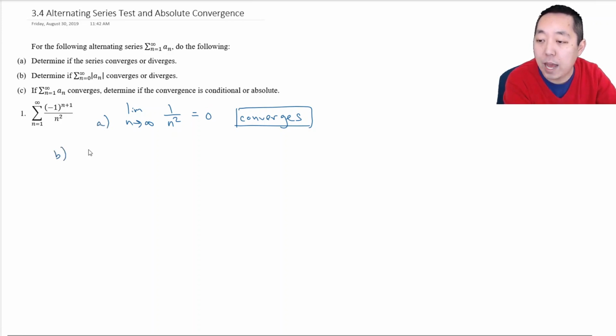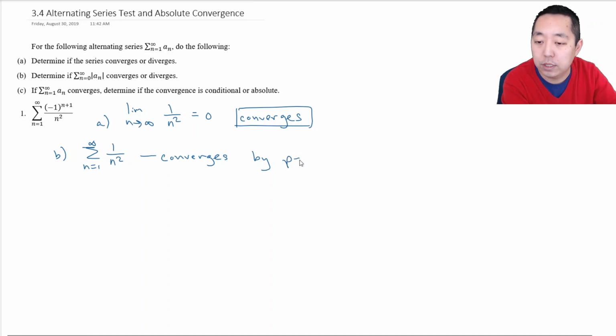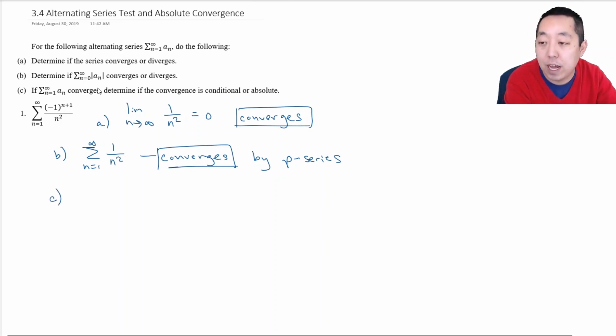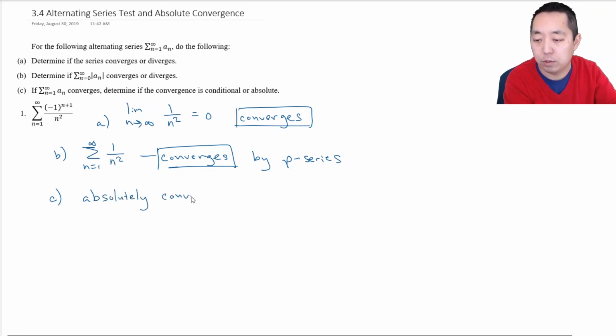B, determine if the absolute value would be this series, just without the sign, and this one converges by the p-series test, right? And so what we'd say is, because the absolute value of the series converges, the thing converges absolutely. Or converges absolutely is how you say.